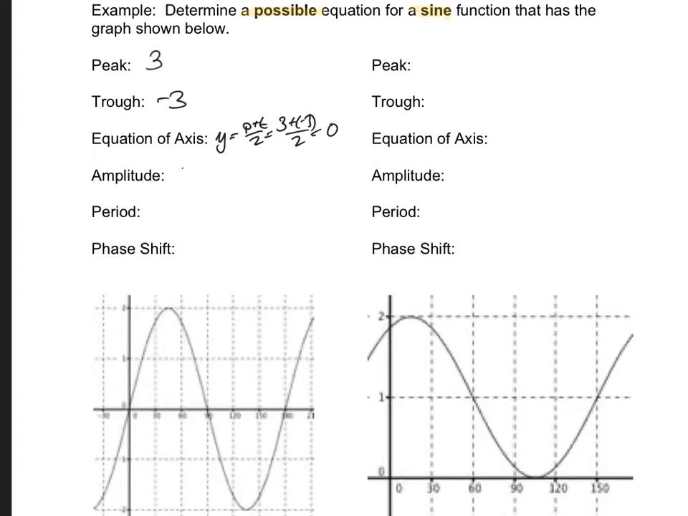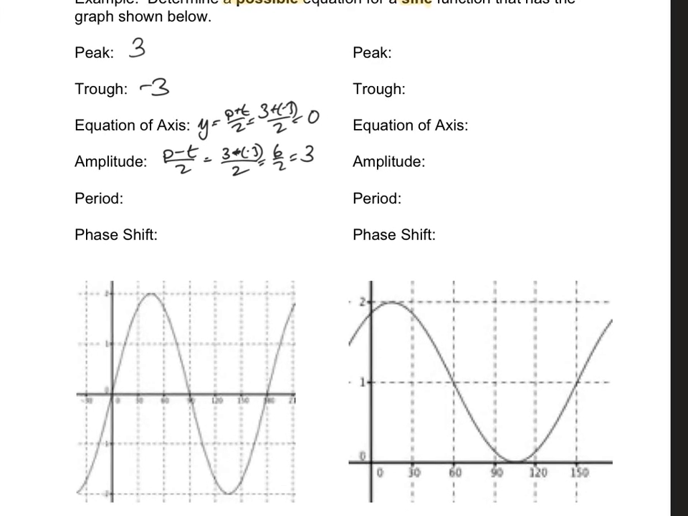The amplitude is going to be peak plus trough over 2. Sorry, not peak plus trough, peak minus trough. Make sure you don't confuse those two. So peak minus trough, in this case, 3 minus a negative 3 over 2, which is going to be 6 over 2, which is 3. Okay. It's actually easier to see from the graph. If this is the equation of axes right here, we know it's y equals 0. The amplitude here is actually 3, and the amplitude down here is also 3.